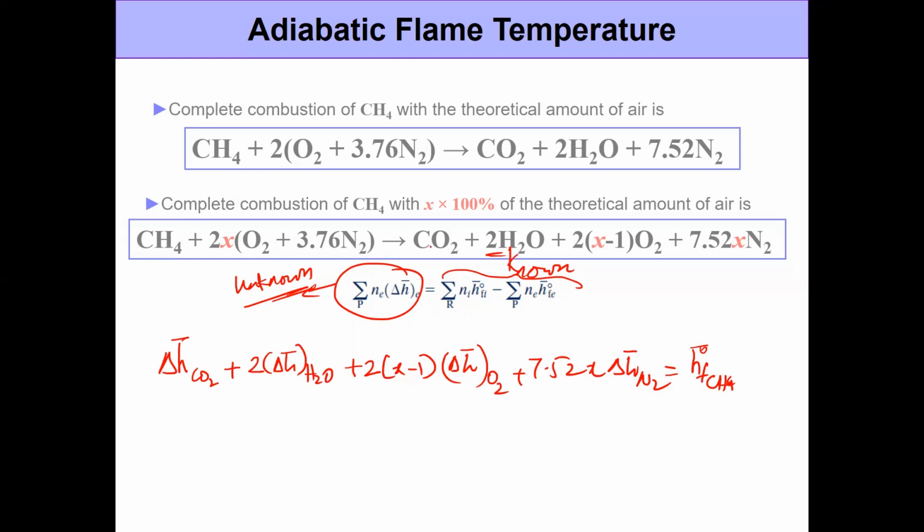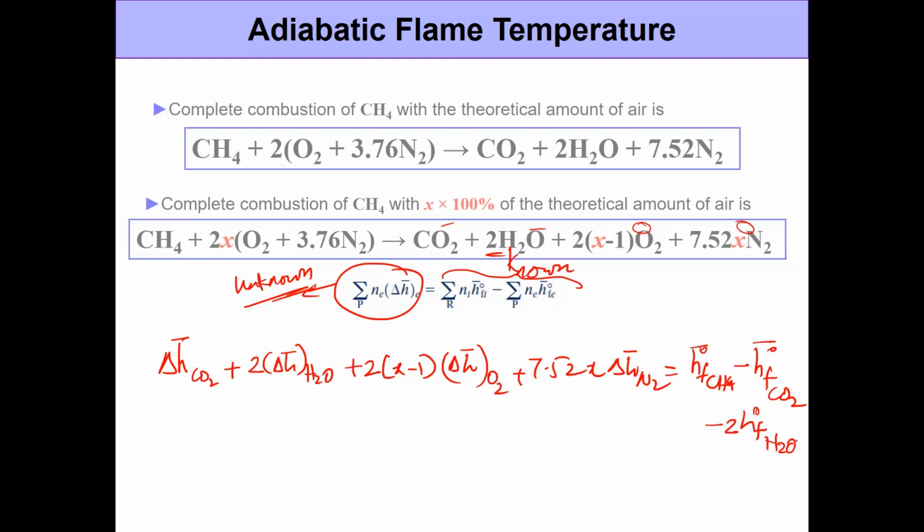So now we just go to the product side. On the product side, again, we have CO2, H2O, and then some amount of oxygen and nitrogen. Again, the enthalpy of formation of oxygen and nitrogen is 0, so we don't have to bother writing them. We just need to write the enthalpy of formation for CO2 and 2 times the enthalpy of formation of water.